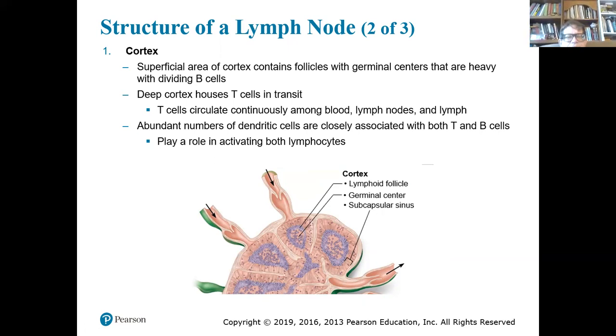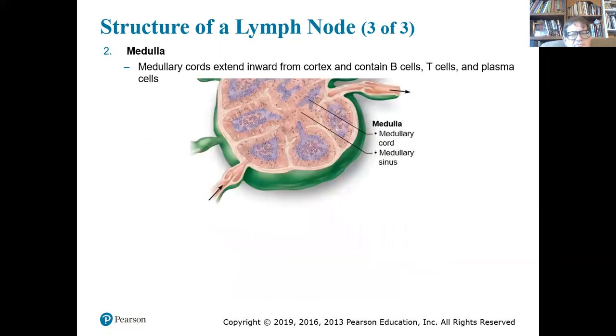Anyway, the deep cortex is where the T cells are in transit. T cells are circulating around the blood, the lymph nodes, the lymph. T cells are always on the move. Think of a cop walking a beat looking for problem bacteria that need to be destroyed. You have lots of dendritic cells. Remember, those are antigen presenting cells. They will activate T lymphocytes, and they will activate B lymphocytes. How? They take a piece of an antigen or a whole antigen and they say, look at this, doesn't this look suspicious? Think of them as the paid informants for the cop.